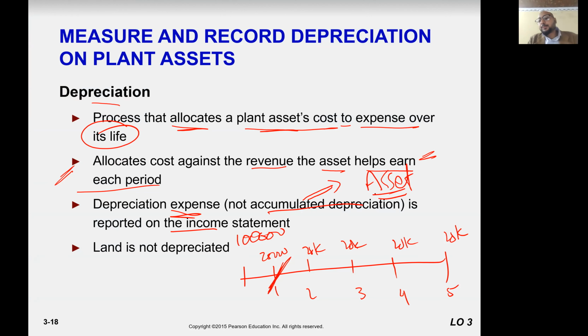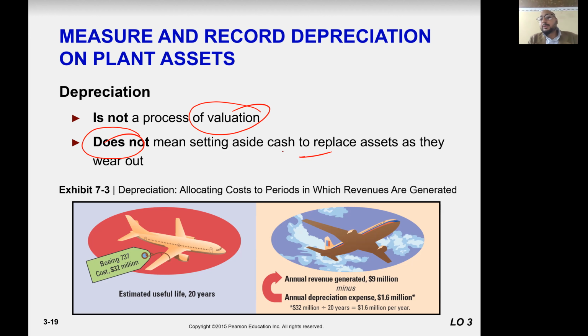So remember, depreciation is not a valuation process. It doesn't mean that this is any reserve account where we just put cash on a yearly basis and say that when the asset is expired, we buy a new asset. No, this is not a replacement account. This is just we divide its cost over the number of years of the asset's use, and then every year we take that cost and minus it from our revenue. Simple.